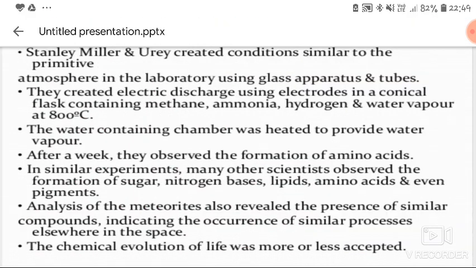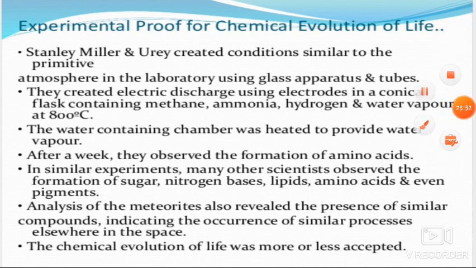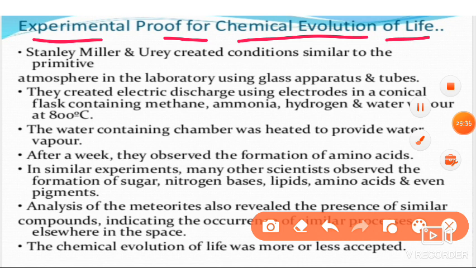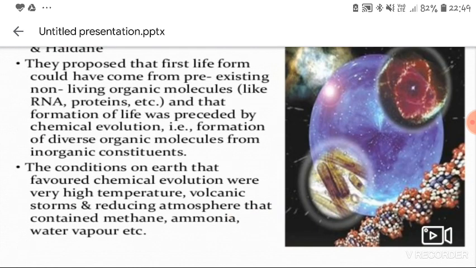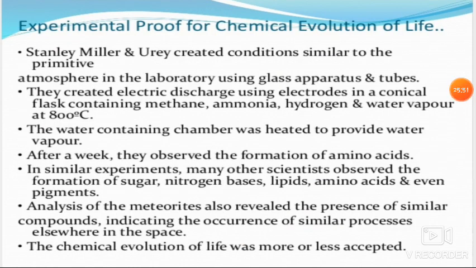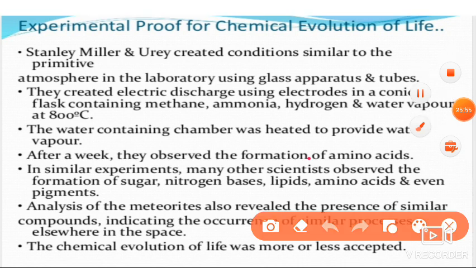Now moving to the next one, this is the experimental proof for the chemical evolution of life. The theory was given by two scientists, Haldane and Oparin, and how these organic molecules formed is a big question. They gave the statement that from inorganic molecules there is a formation of organic molecules, and from organic molecules there is a formation of life. Right, but experimentally they have to prove it, and they were unable to do that.